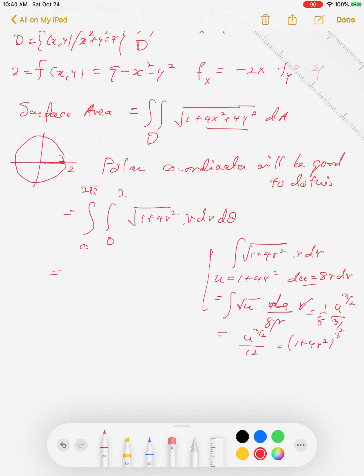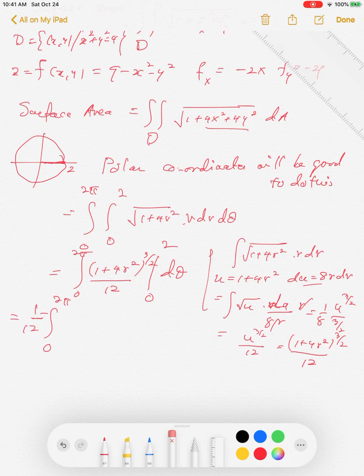Good. And what is u? u was 1 plus 4r square, so we get 1 plus 4r square to the 3 by 2 over 12. That is what we will get. So this integral will be 1 plus 4r square to the 3 halves over 12, from 0 to 2 pi d theta. I have to evaluate it between 0 to 2 for r. So integral 0 to 2 pi, let's pull out 1 by 12 outside. And what do we get? When r is 2, this is going to be 1 plus 16, which is 17, isn't it?